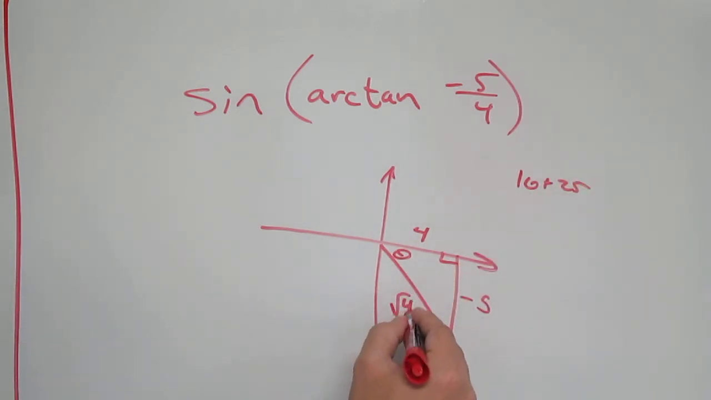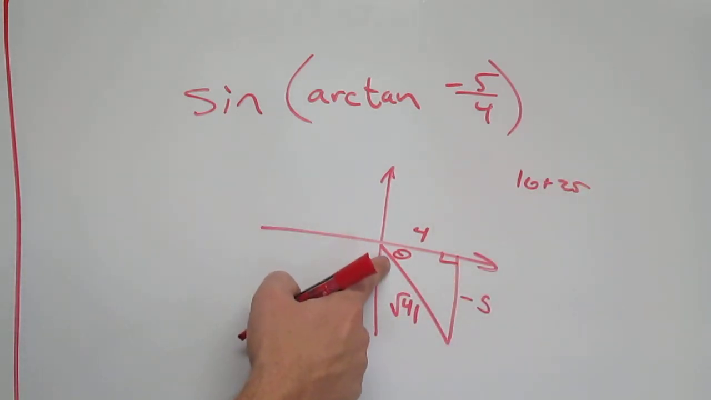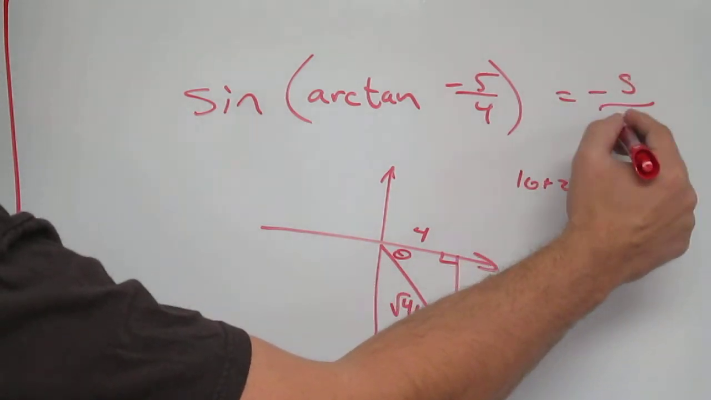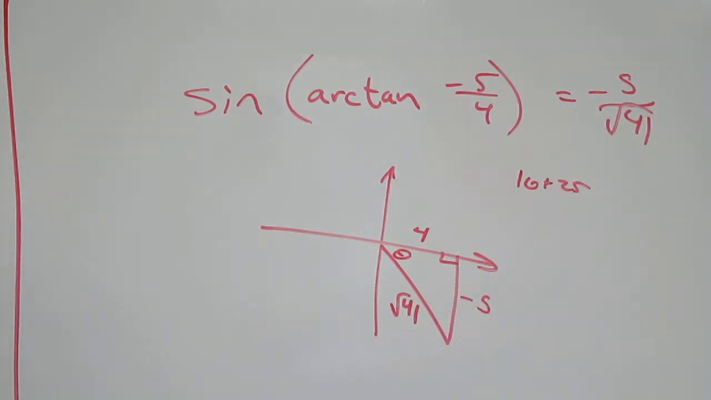This is the square root of 41. The sine of that same angle would be opposite over hypotenuse, so that would be equal to negative 5 over the square root of 41. Okay, that should help with the homework.